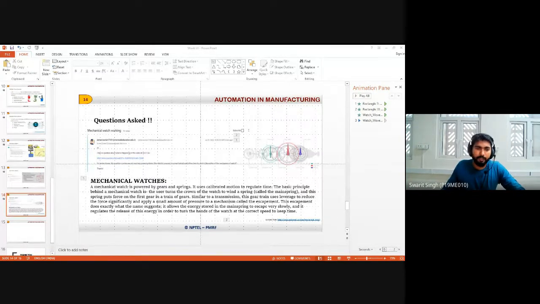For more clarification, you can read the given statement: a mechanical watch is powered by gears and a spring. It uses calibrated motion to regulate time. The basic principle behind a mechanical watch is that the user turns the crown of the watch to wind the spring, called the main spring. The main spring stores the energy once we rotate the crown, and this spring puts force on the first gear of the gear train. Similar to a transmission, this gear uses leverage to reduce the force significantly and apply a small amount of pressure to the mechanism called the escapement. The escapement does exactly what the name suggests. It allows the energy stored in the main spring to escape very slowly, and it regulates the release of this energy in order to turn the hands of the watch at the correct speed and keep the time running. This is how mechanical watches perform their task.